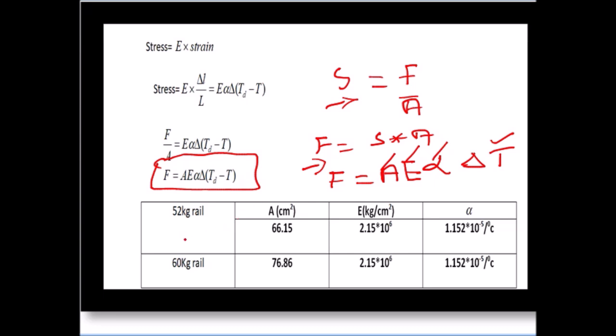For 52 kg rail and 60 kg rail, these are the values of A, E, alpha. The area of cross section is 66.15 for 52 kg, and for 60 kg it is 76. Modulus of elasticity is 2.15 into 10 power 6, and for 60 kg also the same. The coefficient of thermal expansion alpha is 1.152 into 10 raised to minus 5 per degree centigrade, and for 60 kg also the same. You know the A, E and alpha values, and the only unknown parameter is temperature change. Once you substitute this, you can easily calculate the force developed.